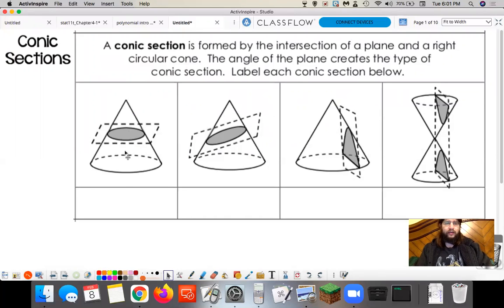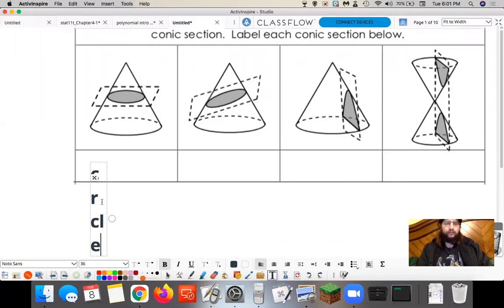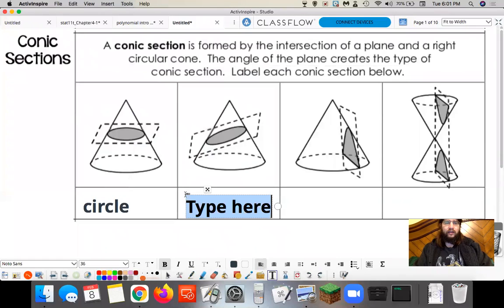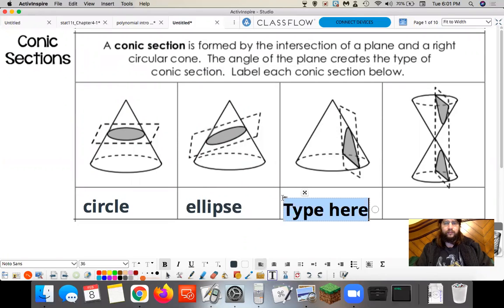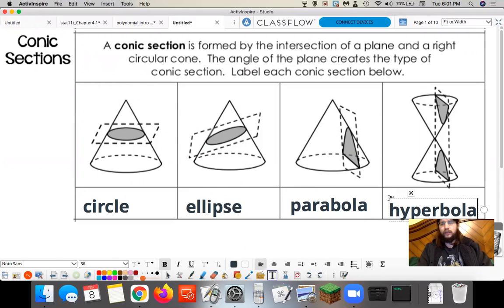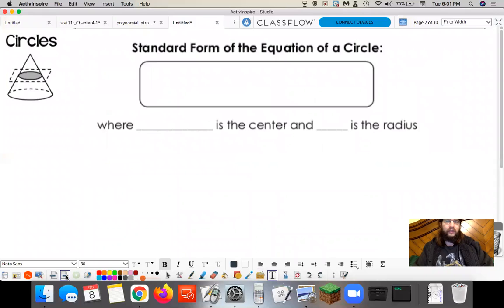So again, if it's parallel to the base, that forms a circle. If it's at an angle, that's going to form an ellipse. This right here would be a parabola and a hyperbola. Not to be confused with hyperbole. This is not English, it's math. All right, so circles. Today is all about circles.